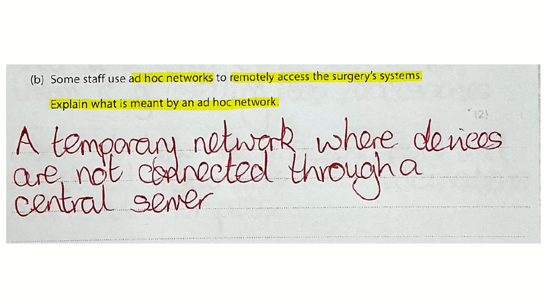So here we go. I've told you that it is a temporary network where devices are not connected through a central server. So that would be things like tethering or Bluetooth hotspots. So a nice simple one telling us what is an ad hoc network.